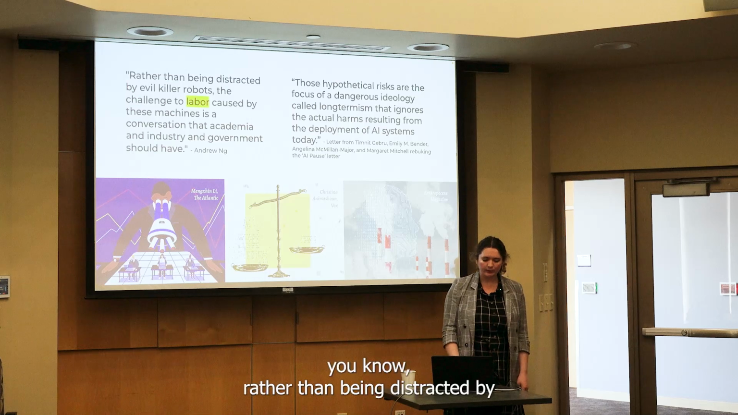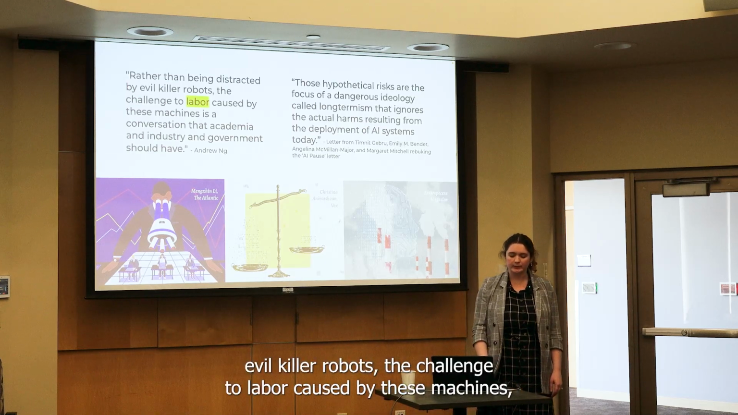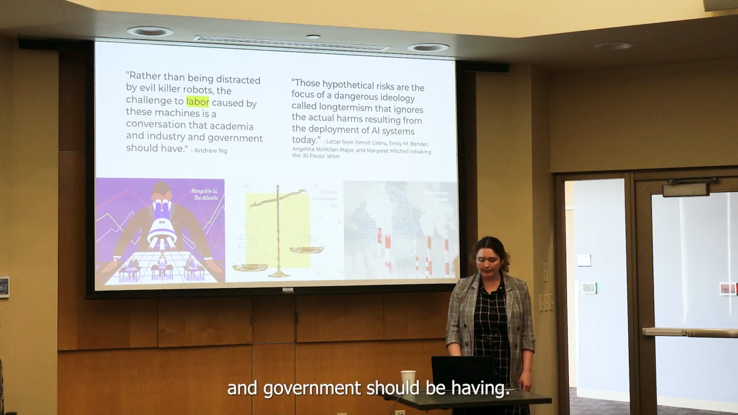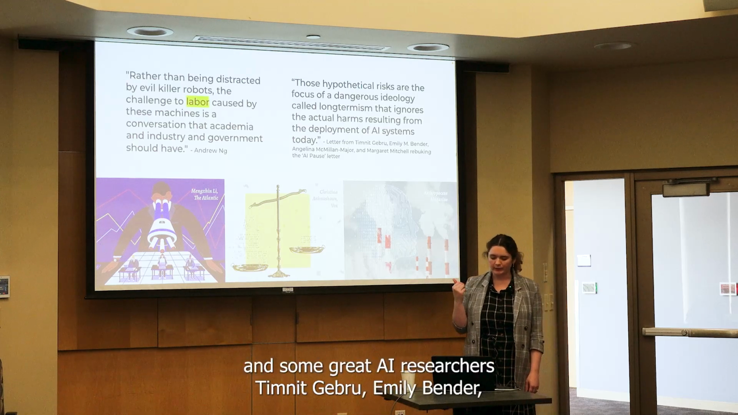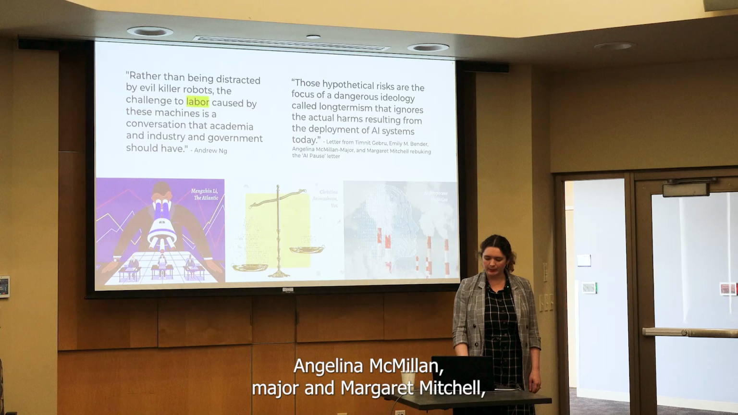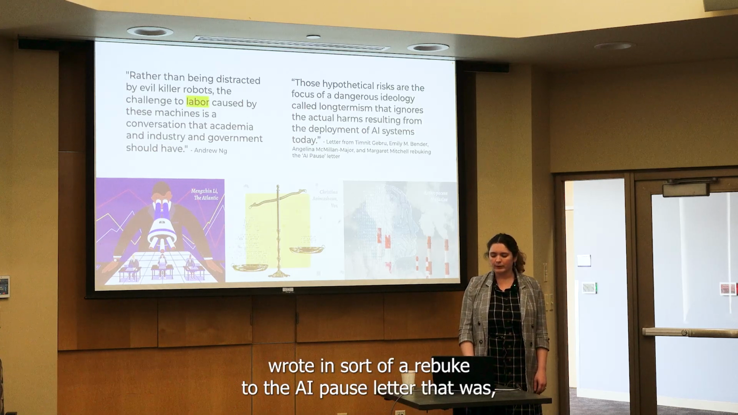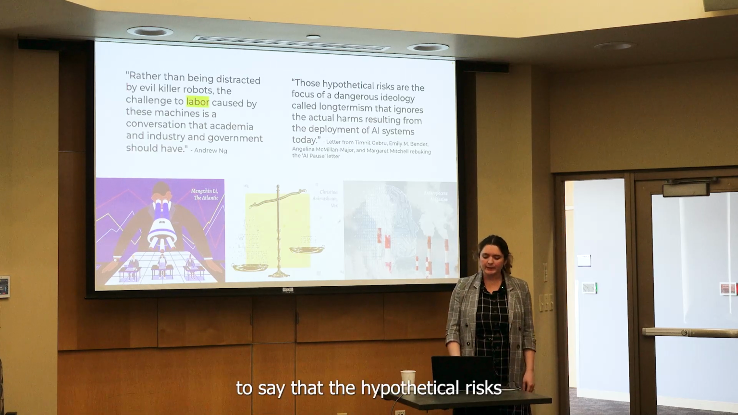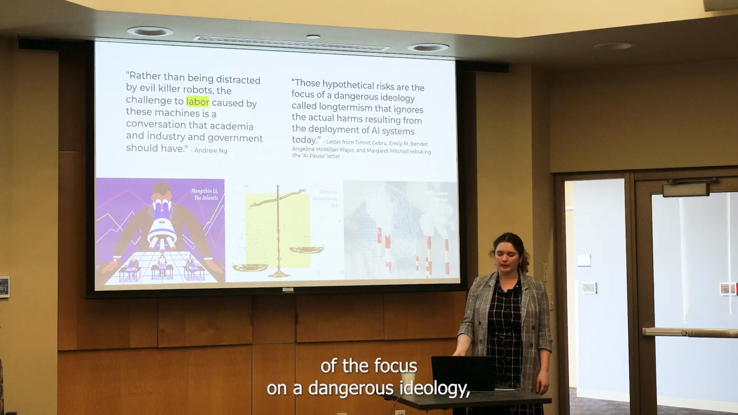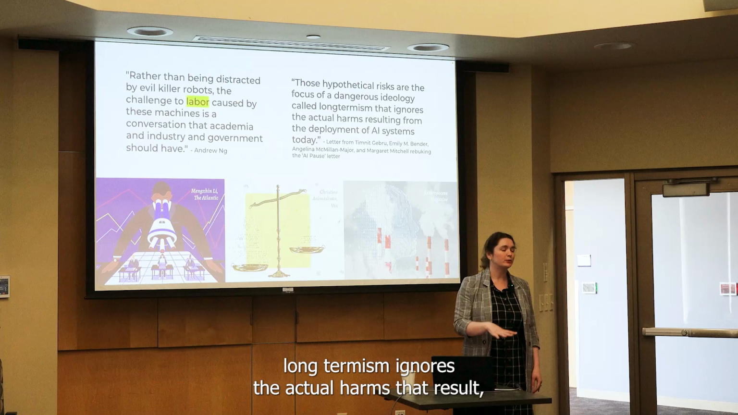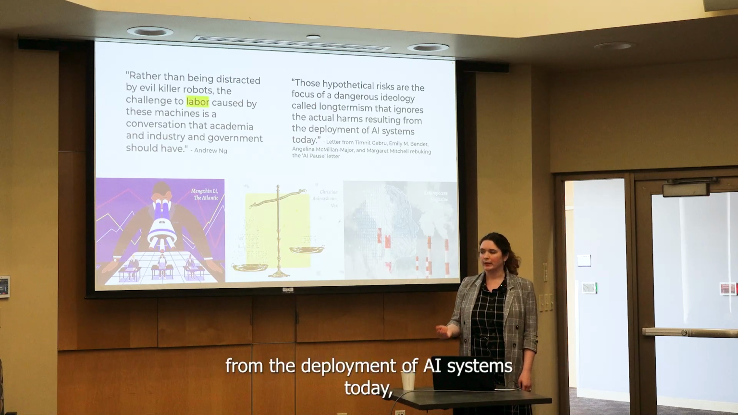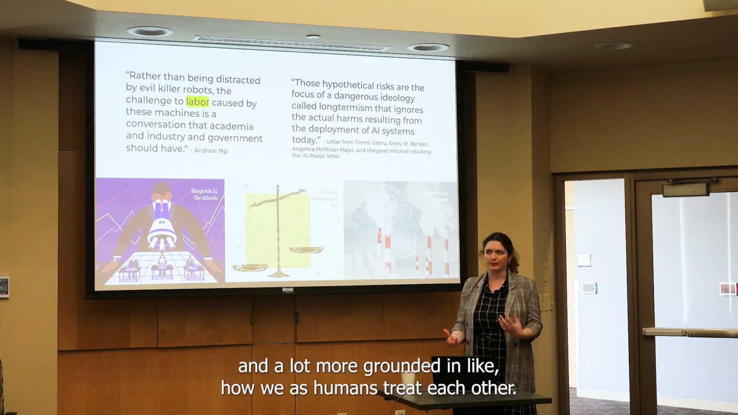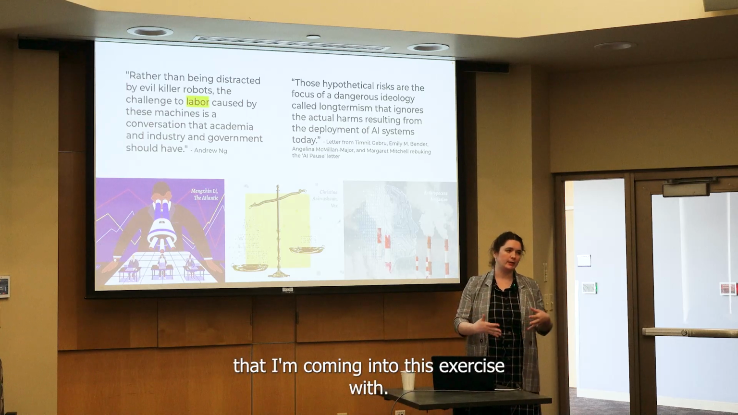Some quotes that I have here: rather than being distracted by evil killer robots, the challenge to labor caused by these machines is a conversation that academia and industry and government should be having. And some great AI researchers, Timnit Gebru, Emily Bender, Angelina McMillan-Major, and Margaret Mitchell, wrote in a rebuke to the AI pause letter, which was from this dystopian perspective, to say that the hypothetical risks of the focus on a dangerous ideology called long-termism ignores the actual harms that result from the deployment of AI systems today, which are a lot more grounded in reality and a lot more grounded in how we as humans treat each other. And so that's the perspective that I'm coming into this exercise with.